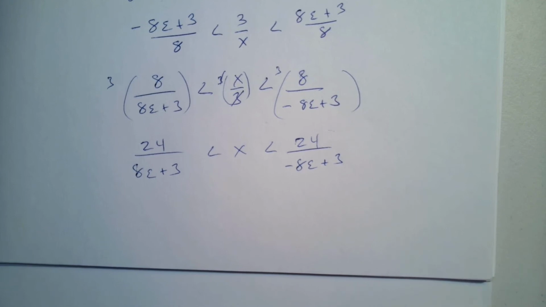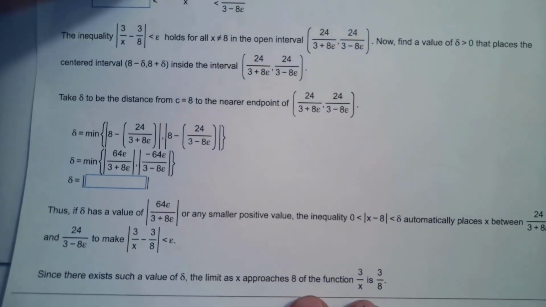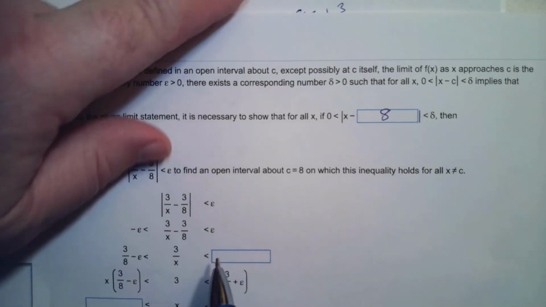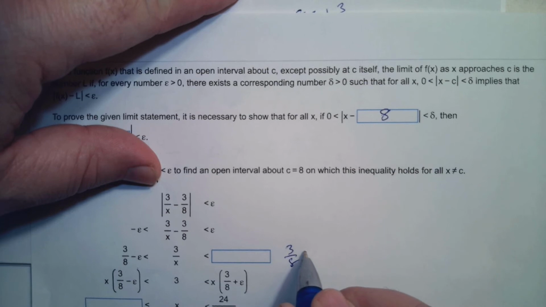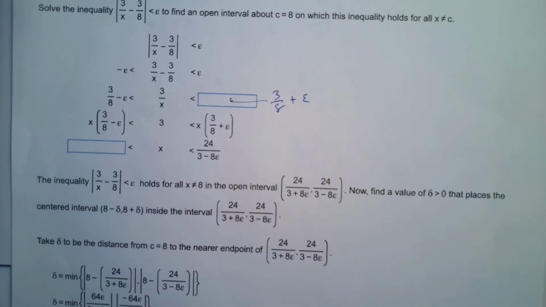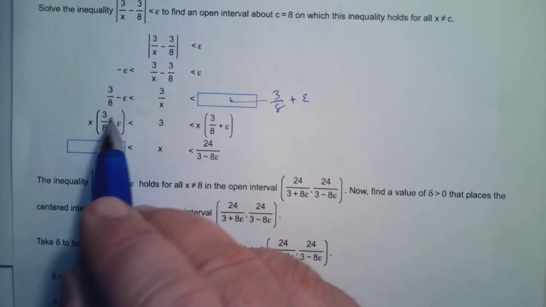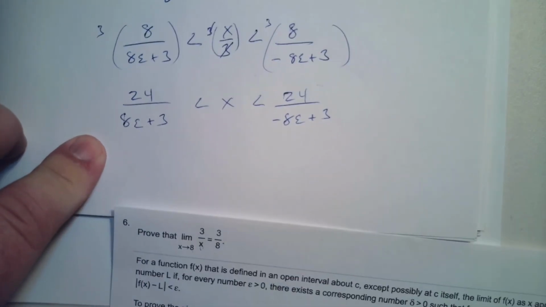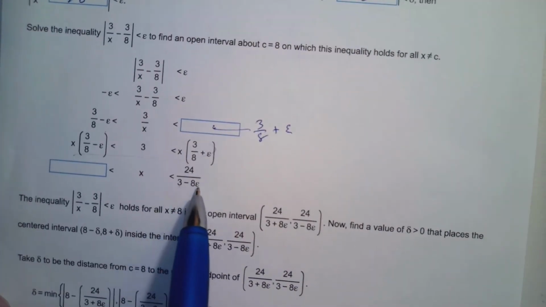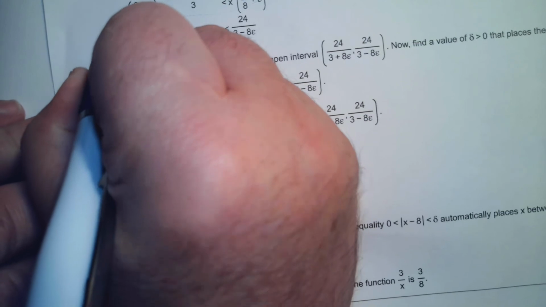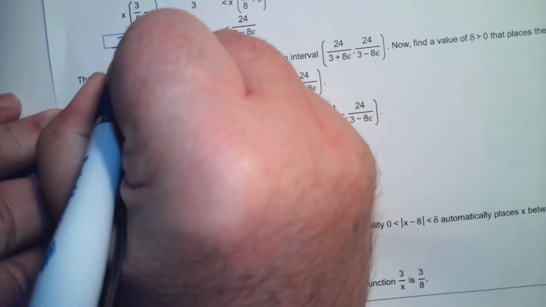What's the next thing I'm looking for? We just did that. Okay, this one here is 3 over x minus epsilon. So this one is 3 over 8 plus epsilon. That goes in here. And then I went ahead and skipped this part, and I just flipped them. When I did that, I switched the order. So you notice what they have there is 3 minus 8. Oh, 3 minus 8. So it's 3 plus 8. So it's 24 over 3 plus 8 epsilon.